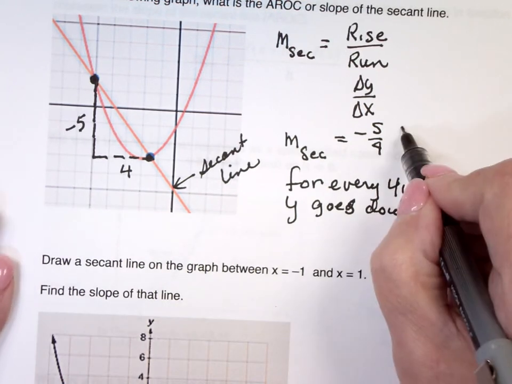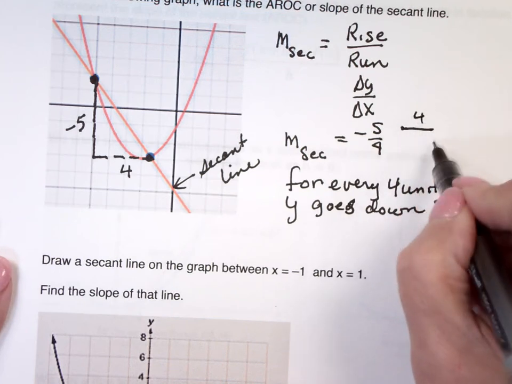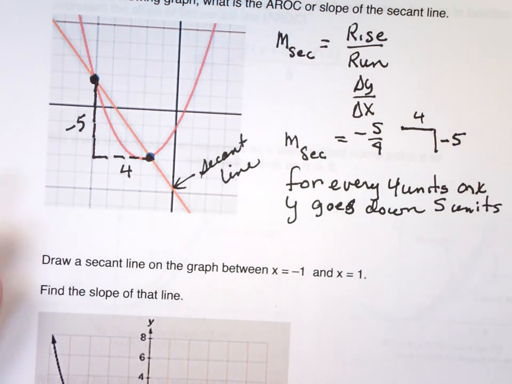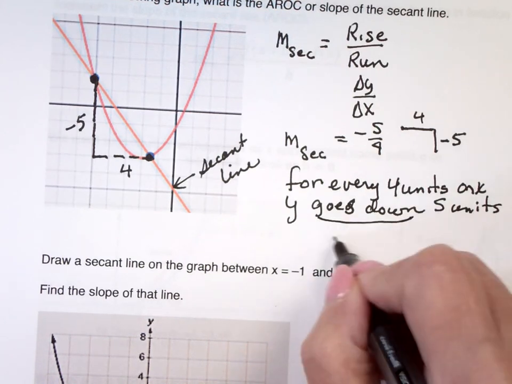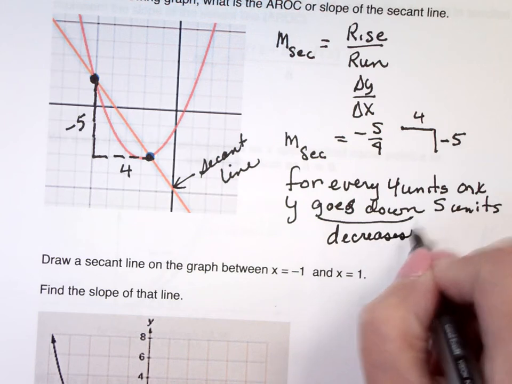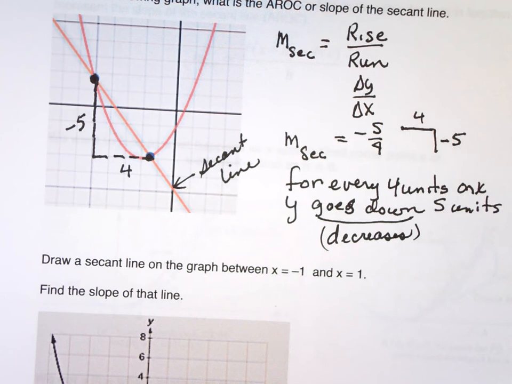So that says over 4, down 5. Over 4, down 5. That's what slope is. And by the way, goes down, lots of times we use the word decreasing. Decreases 5 units.